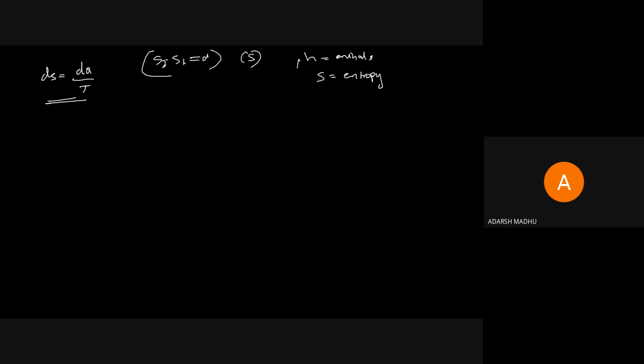So what is dQ by T? dQ by T is arrived at from a particular theorem called Clausius theorem. dQ by T is a particular value that is arrived at from Clausius theorem or Clausius inequality.